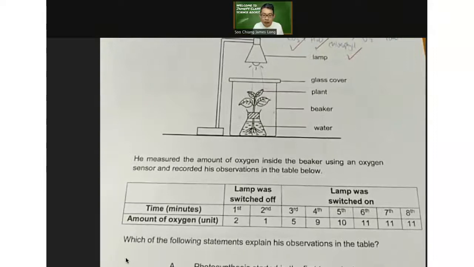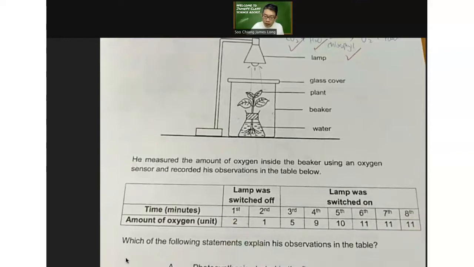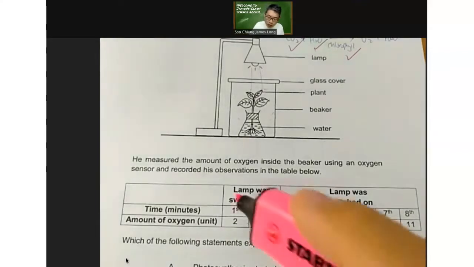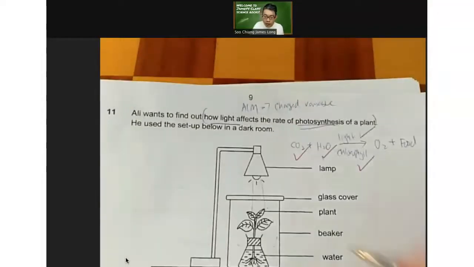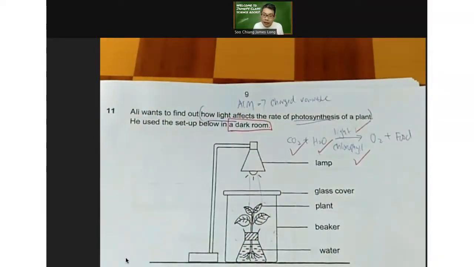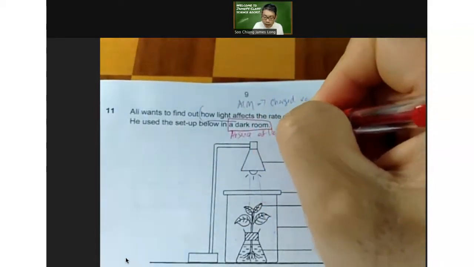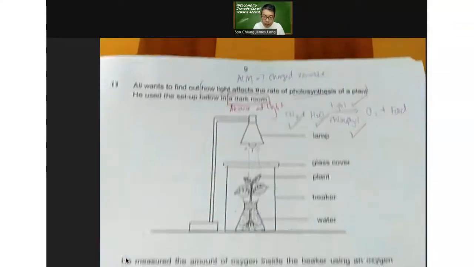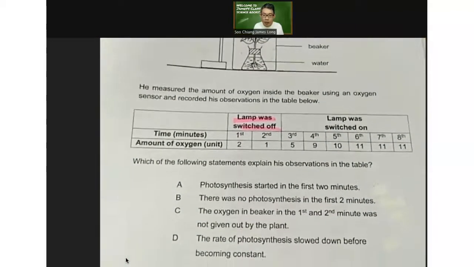So if you look at the table, in the first 2 minutes, the lamp was switched off. So there was no light happening. And what about the light in the environment? Is there light in the environment? No, there isn't, because this experiment was conducted in a dark room. And in science, as you know, in our science question, dark room means the absence of light. No light. Okay? Which of the following statements explain his observations in the table?